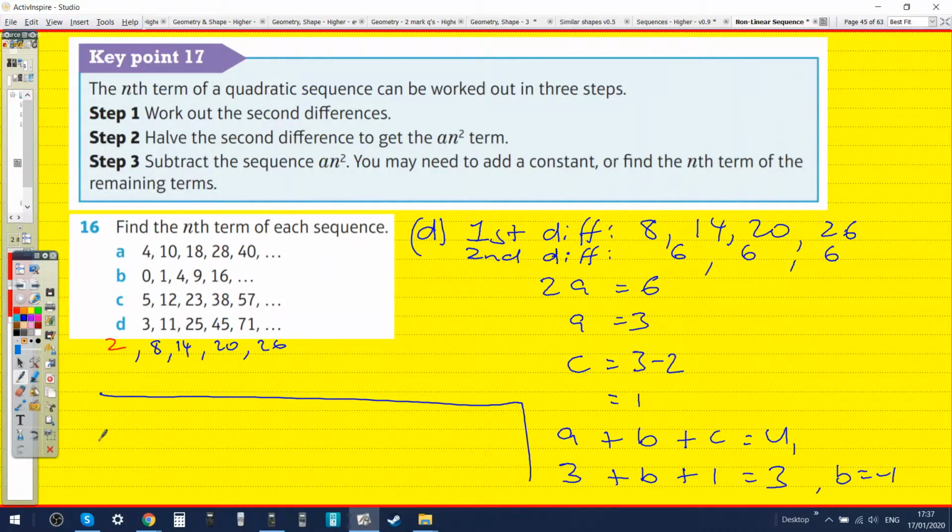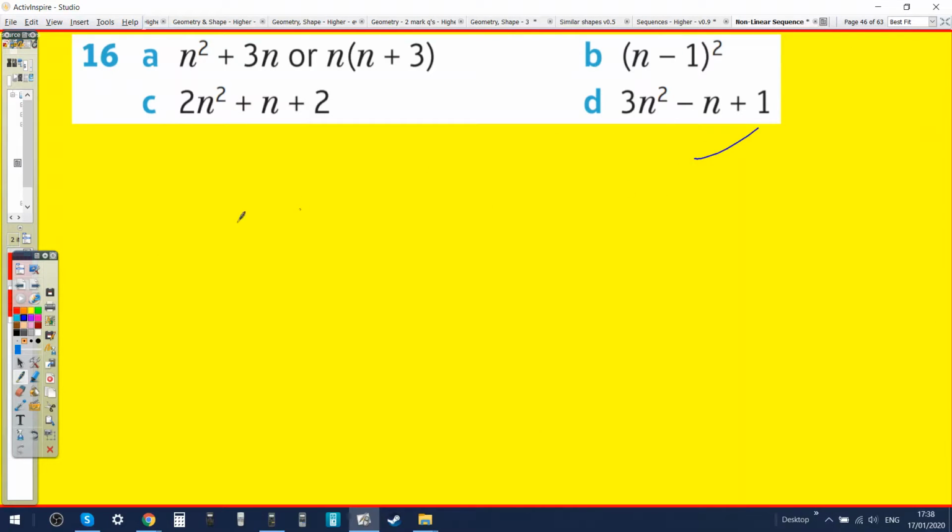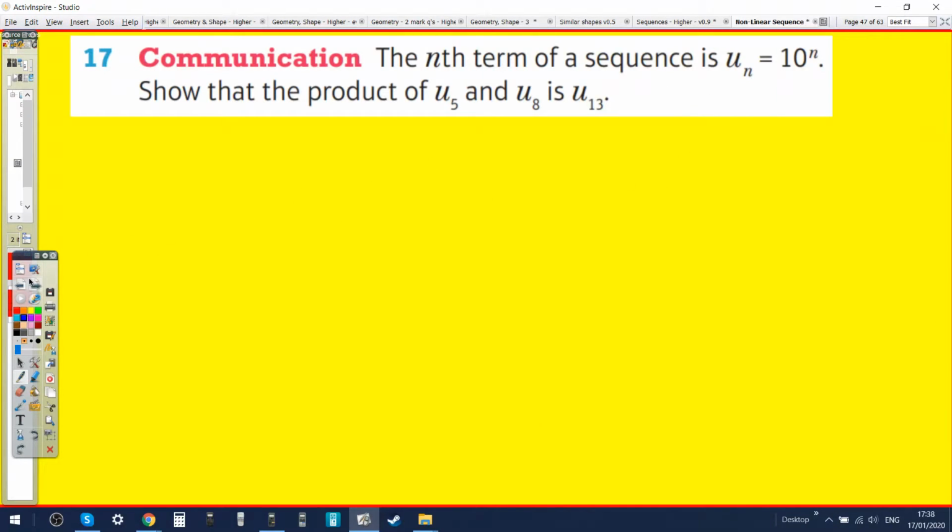So what's the answer? 3n squared minus 1n plus 1. That's it. So it's just like a quadratic. It would be like 3x squared minus x plus 1. Okay. Any questions about that? No. That's easy, tricky one. That's alright.